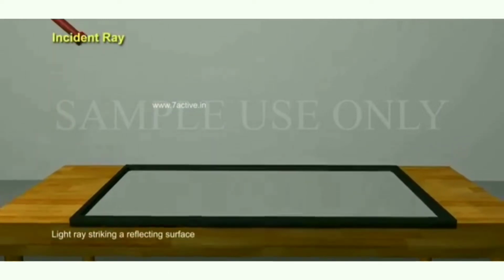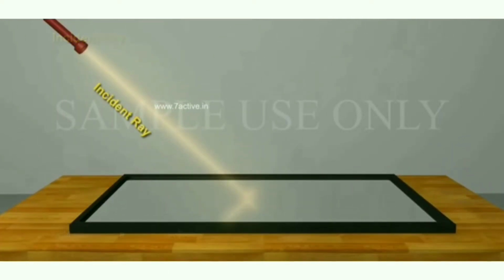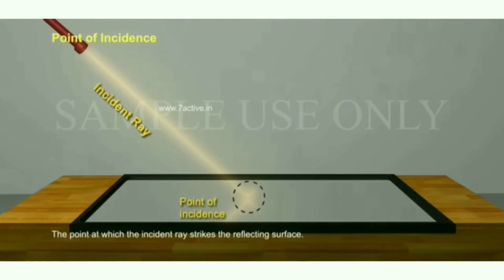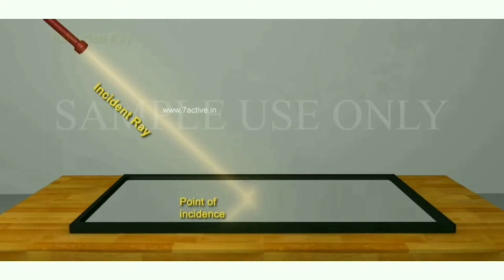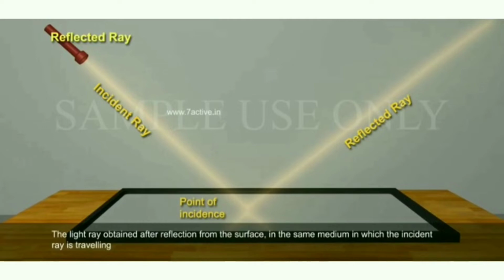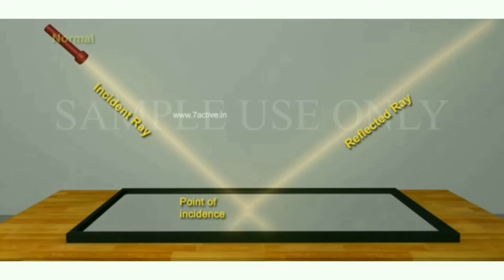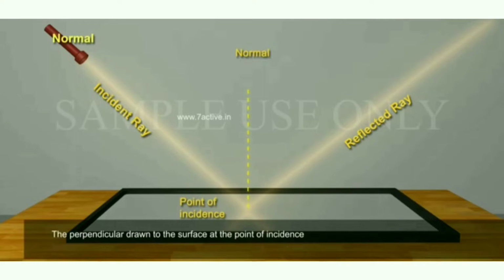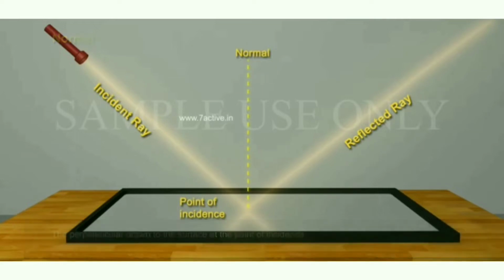Incident ray. A light ray striking a reflecting surface is called the incident ray. Point of incidence. The point at which the incident ray strikes the reflecting surface is called the point of incidence. The light ray obtained after reflection from the surface in the same medium in which the incident ray is traveling is called the reflected ray. The perpendicular drawn to the surface at the point of incidence is called the normal.